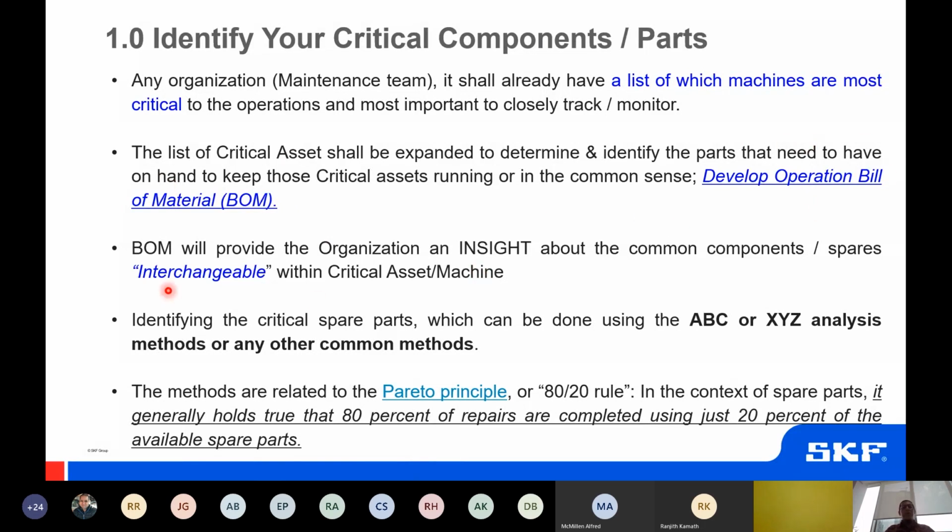The bill of material will provide any organization an insight into the common components between similar assets or different assets. So one bearing can be used in one motor as well as in a pump as well as in a compressor. This can only be achieved when you have a complete bill of material. Then you might start doing the critical spares, and the easiest way is using ABC analysis, where the method refers to the Pareto principle, 80-20, and we'll explain in another slide.